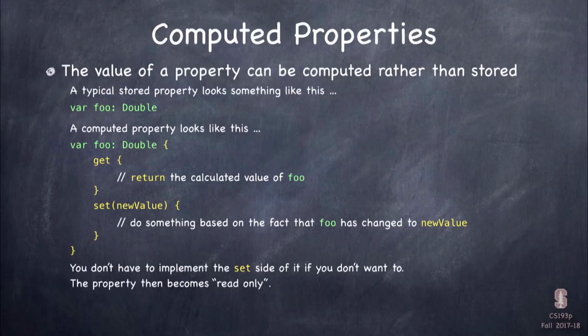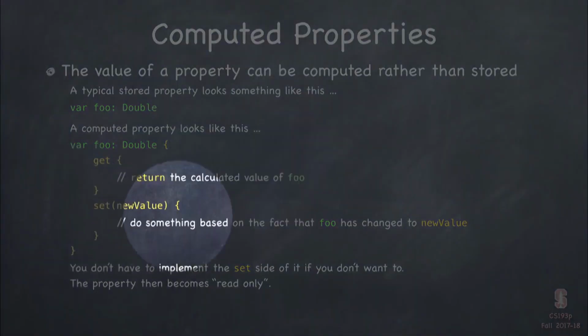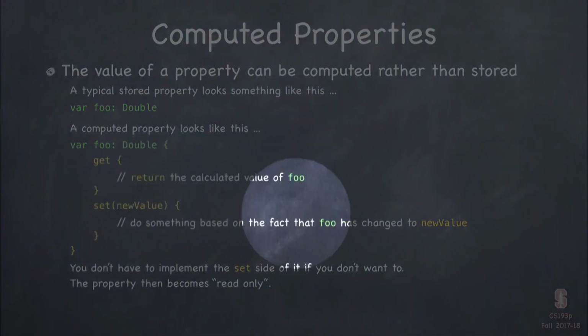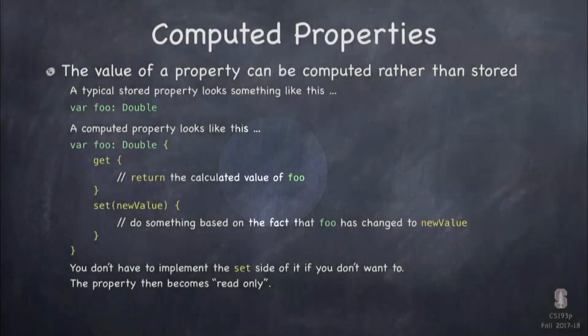But it is possible to declare foo like this. var foo: Double, open curly brace, get with some curly braces, set with some curly braces. In that case, foo is never stored anywhere. Instead, every time someone asks for foo, it gets calculated with the code inside get. And every time someone sets the value of foo, this code that's inside set gets executed. I've got a little pointer here. So this code gets executed when you set. This code up here gets executed when you get, instead of it being stored somewhere.